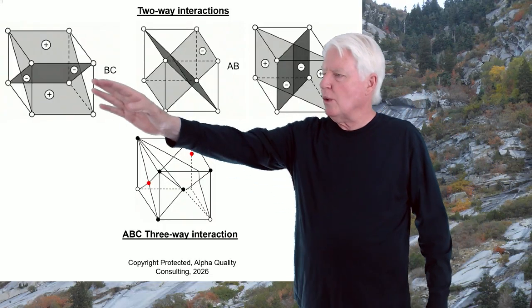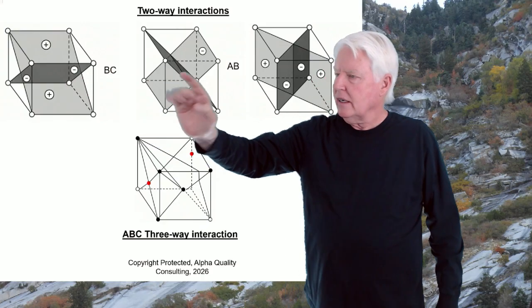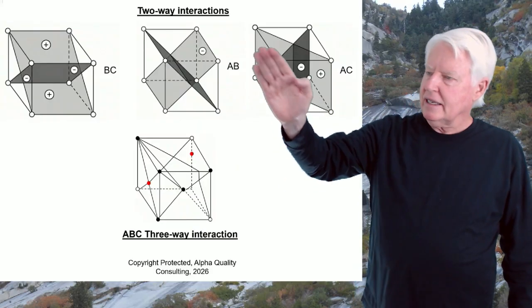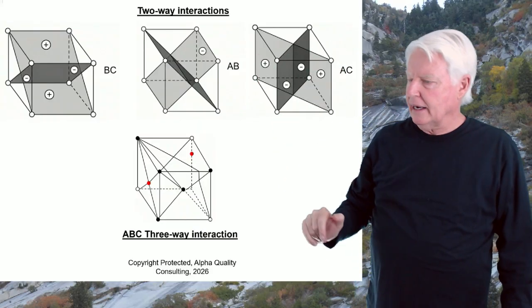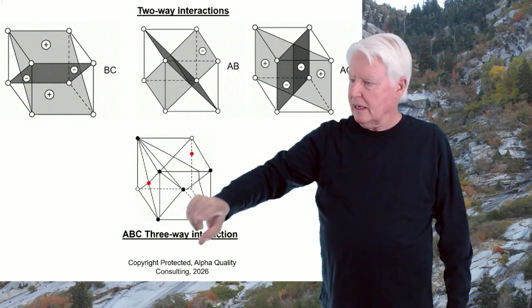Then we have these two-way interactions. The BC interaction creates two planes there. AB creates planes this way. AC, you can see those planes and where they're at. And the three-way interaction has these triangles in there.